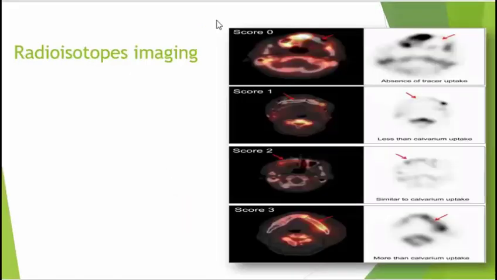Bone scintigraphy is used in assessment of grafts. Here we have zero uptake of technetium-99, which is given score 0. Here we have less than the calvarium uptake, which indicates score 1. Score 2 means that the uptake of technetium-99 in the graft site is equal to the calvarium uptake. And score 3 means there is more uptake of technetium-99 in the graft site than in the calvarium.